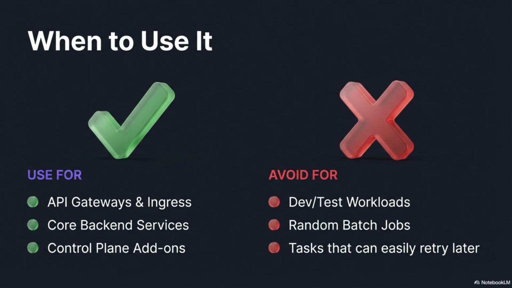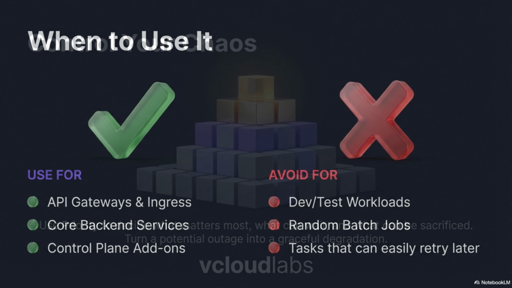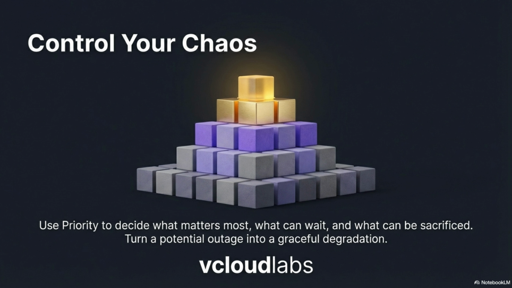And on the flip side, you want to avoid using high priority for anything non-essential. Development and test pods should never be able to preempt production workloads. Large, disruptive batch jobs are also pretty bad candidates, unless, of course, you're using that polite, non-preempting policy we talked about. Basically, if a task can fail and just be retried later without a big deal, it does not need high priority. And that really is the bottom line.